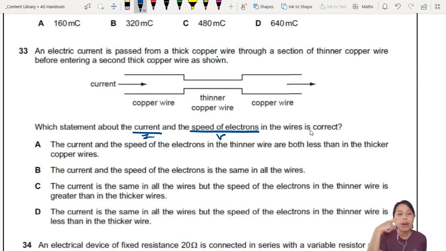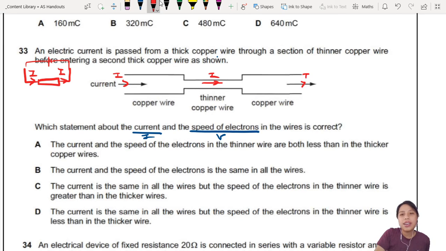Let's go through these one by one. The current and the speed are less than in the thicker copper wire. I'm going to rewind a bit and say, hang on a second. Before this, when you draw circuits, right? Let's say this is part of a circuit. We always say the current going in here is the same as current exiting. What if got different size? Different size, also same thing. This current here is the same as this current here, is the same as this current here, is the same as, you get the point.